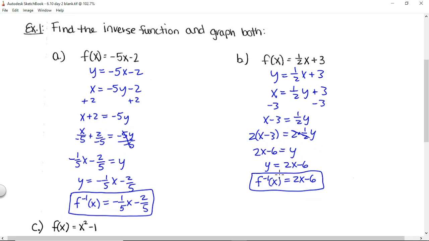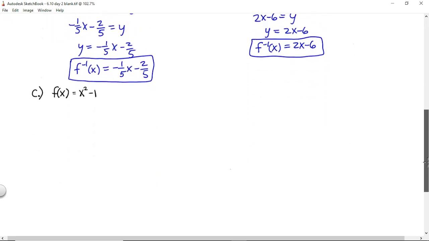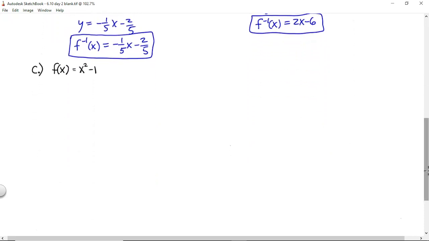Okay, one more. First replace f of x with y. And now we swap the x and the y. So when we see y, we write x. When we see x, we write y. And now solve for y.